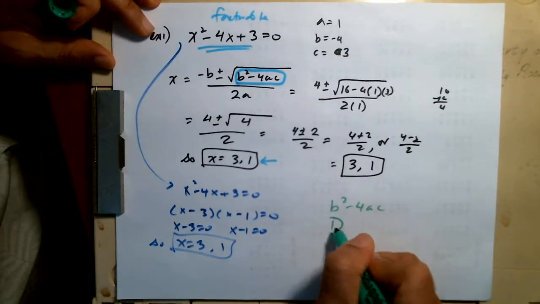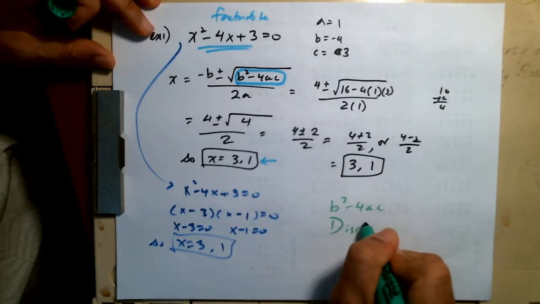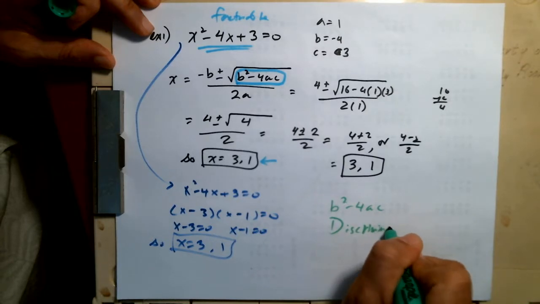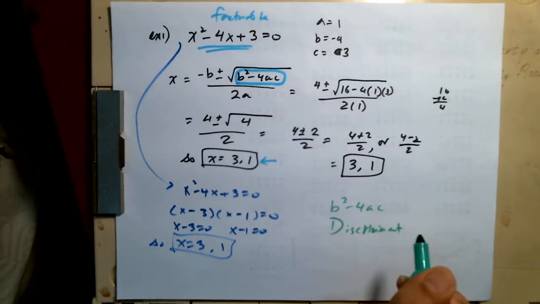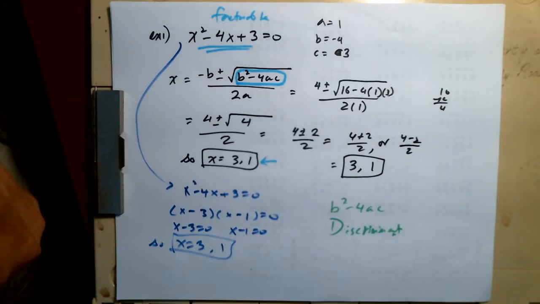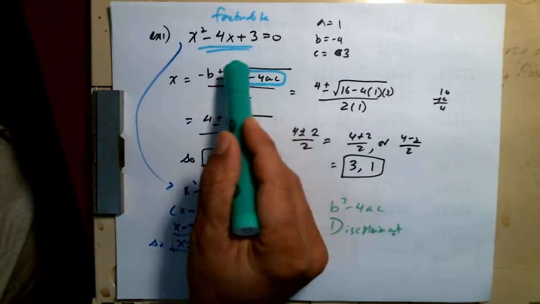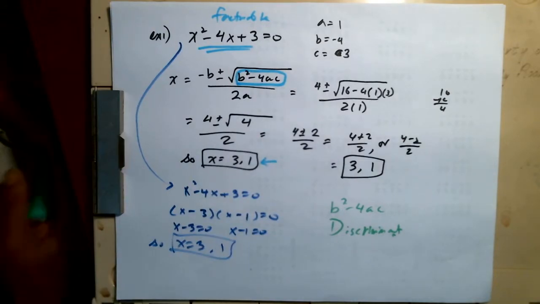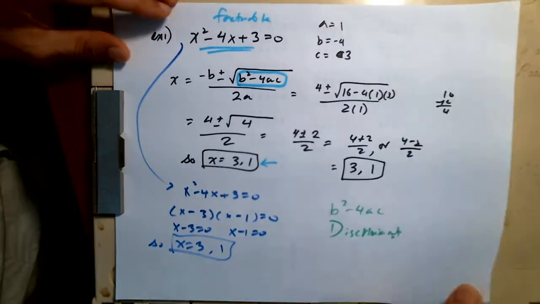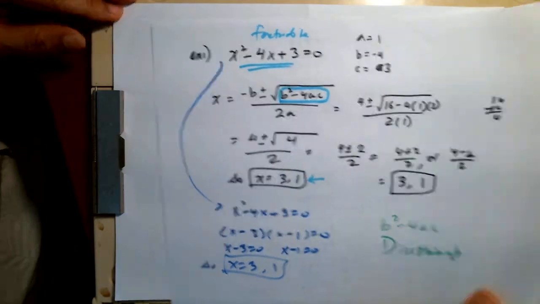that's called the discriminant. D-I-S-C-R-I-M-I-N-A-N-T. The discriminant, there's an N right there. The discriminant means to discriminate. It discriminates between what kind of solutions we have. So let's go on to see what kind of solutions we get, okay?